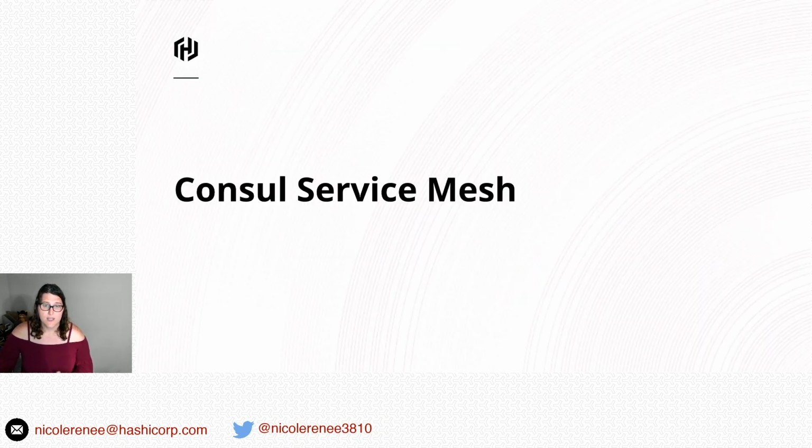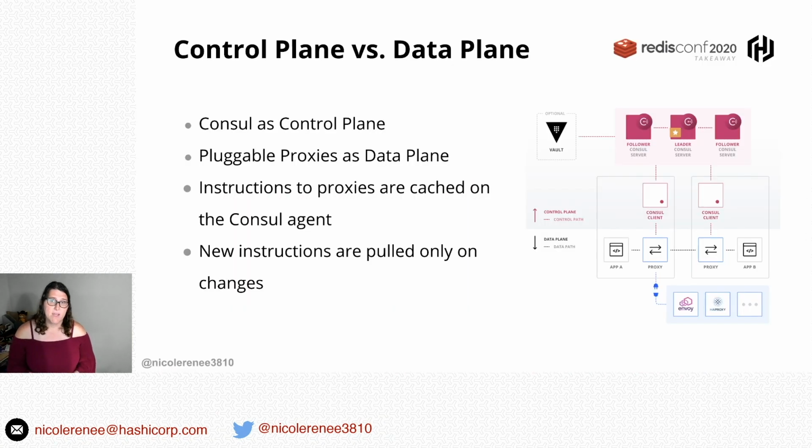And so now let's talk about the service mesh specifically. And the service mesh is made up of two components, really. You've got a control plane and a data plane. And in this case, I'm going to be talking about Consul as the control plane. And in the data plane, you've got proxies that run. These can be anything that meet the requirements for a proxy. In the case of Consul, we default to Envoy. And so I'll be talking about Envoy today.